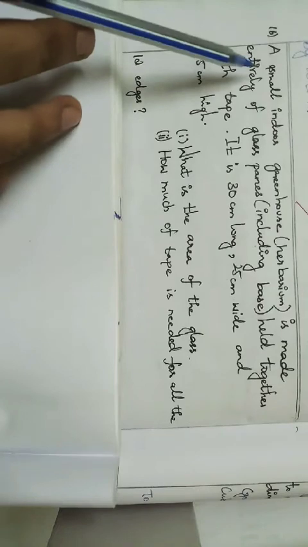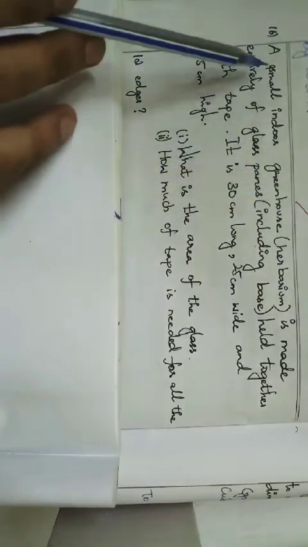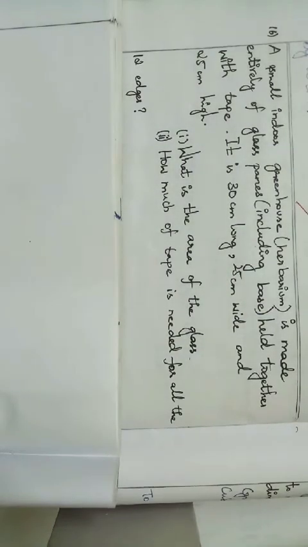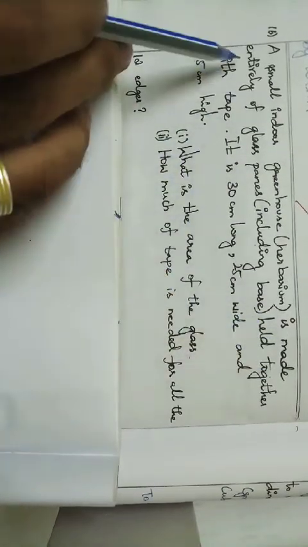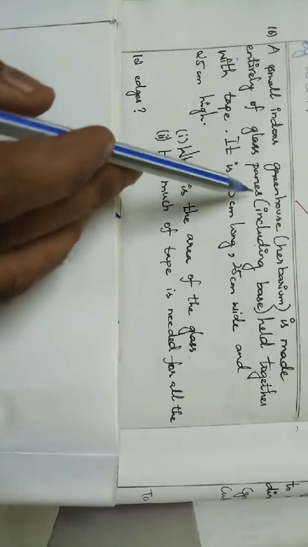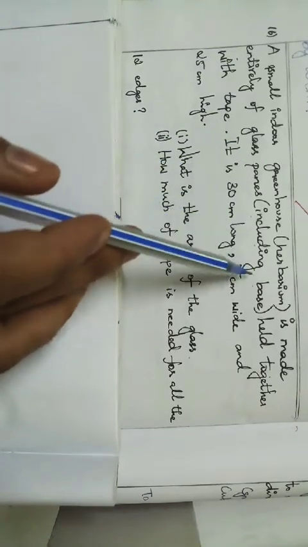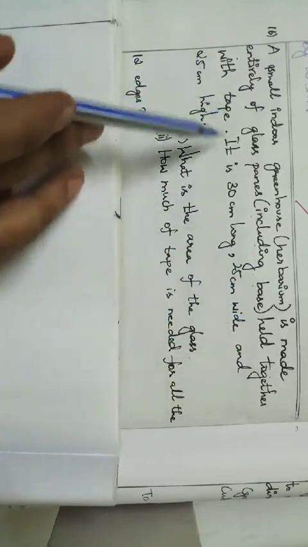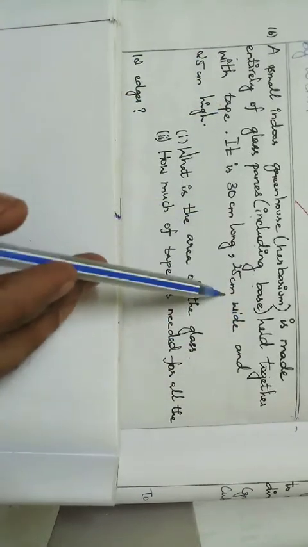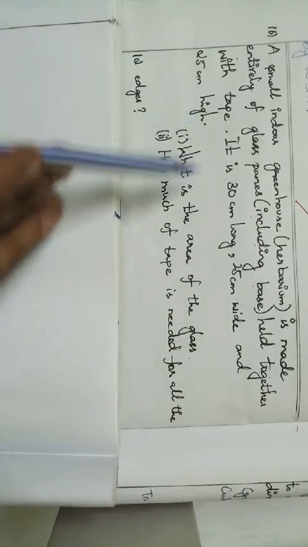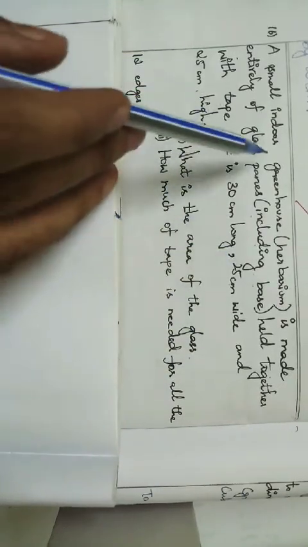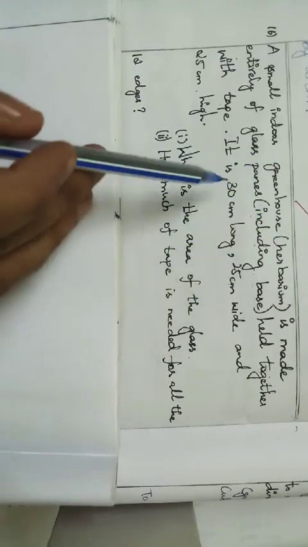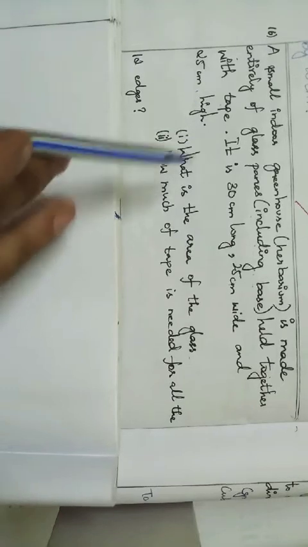Sum number 6 is a small indoor greenhouse. A small indoor greenhouse herbarium is made entirely of glass panes, including base as well as top, held together with tape. It is 30 centimeter long, 25 centimeter wide and 25 centimeter height. So we have length, breadth, height. So we can say that the greenhouse is in the shape of a cuboid, right?